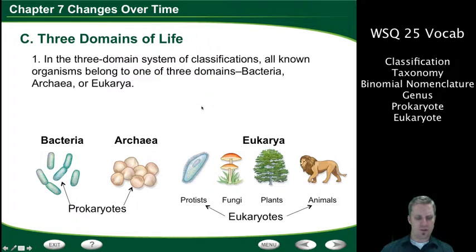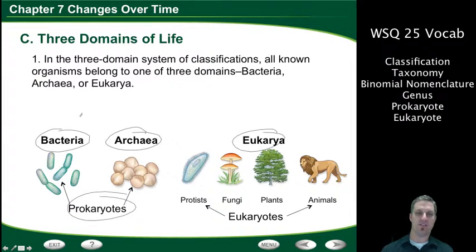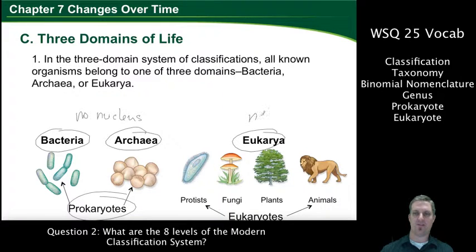You need to understand, too, there's 3 domains of life: bacteria, archaea, which we're going to talk about, and eukarya. These are the 3 major groups. Bacteria and archaea are both prokaryote organisms. These do not have a nucleus. Eukaryotes do have a nucleus and include all the different kingdoms of protists and fungi and plants and animals. So in the 3-domain system of classification, we can put all known organisms into these groupings.